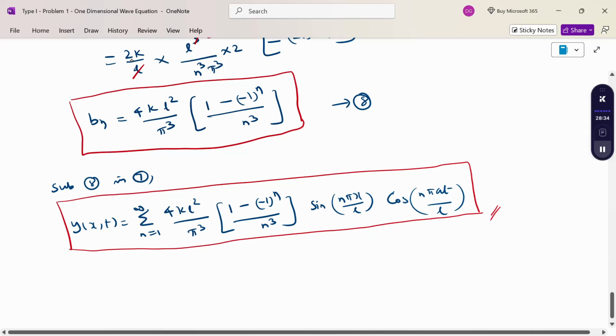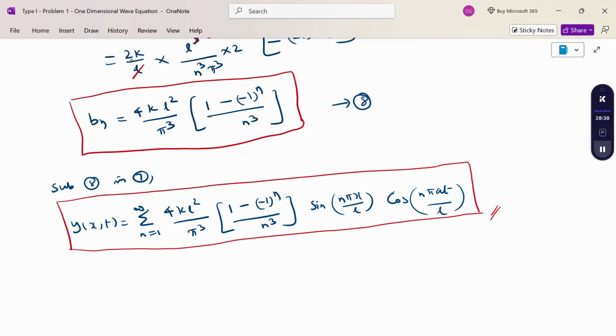This type of problem is nothing but a one-dimensional wave equation with zero initial velocity and non-zero initial displacement.